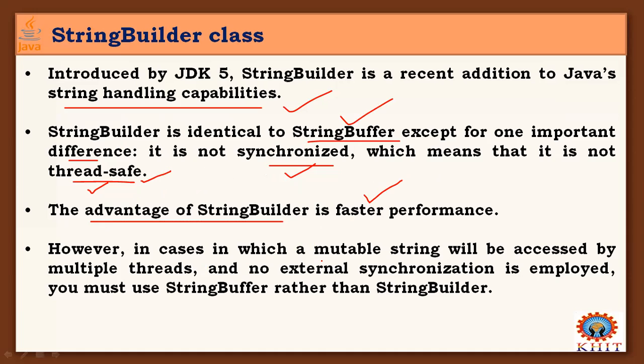However, it is a mutable string, and it also allows you to modify the string once the StringBuilder object is created. When this mutable string will be accessed by multiple threads in your programs, soon when you create Java threads, we will see those. But there is no external synchronization here, because this is not a synchronized class. In that case, you must use StringBuffer rather than StringBuilder.